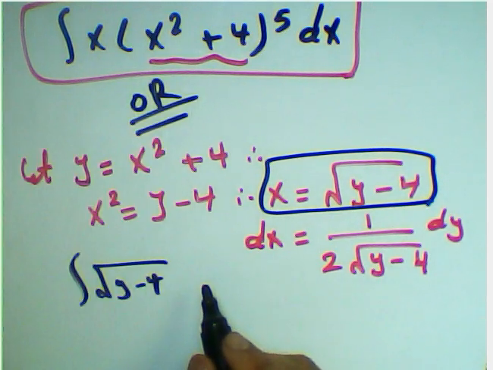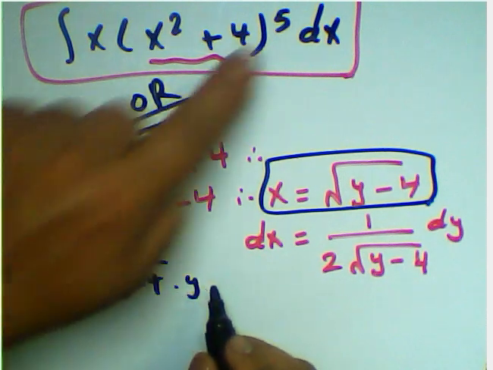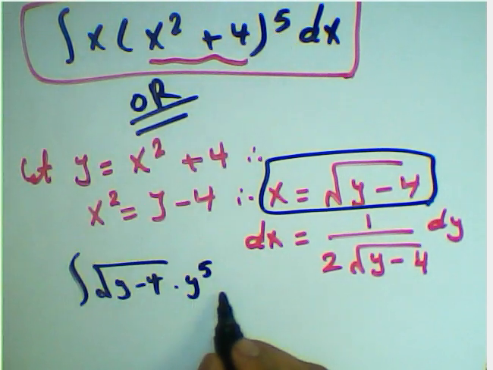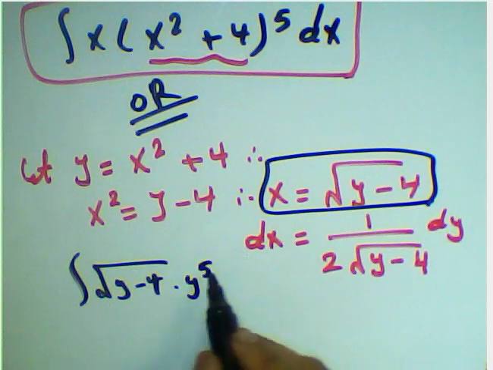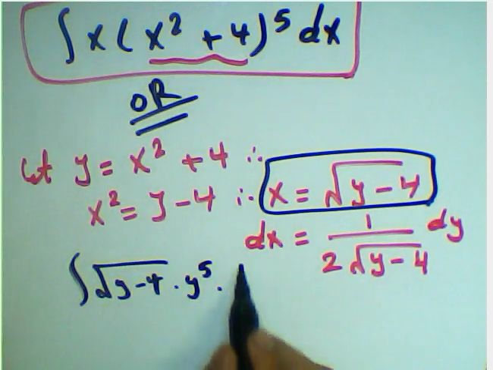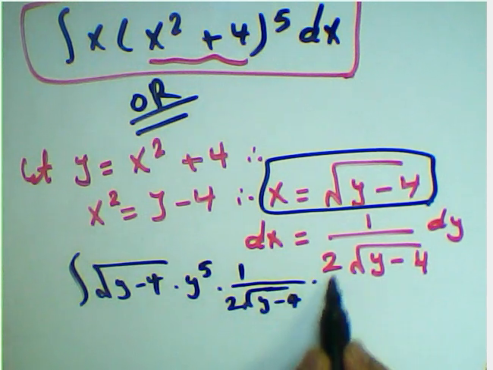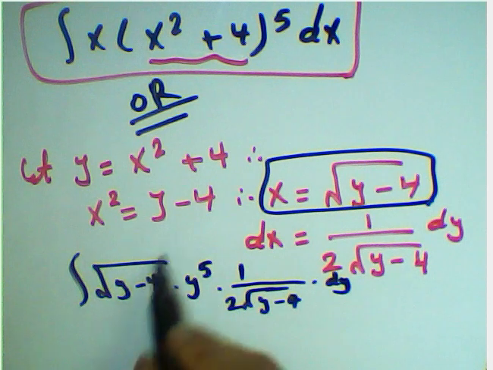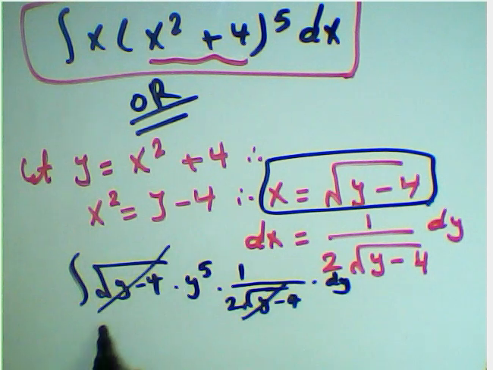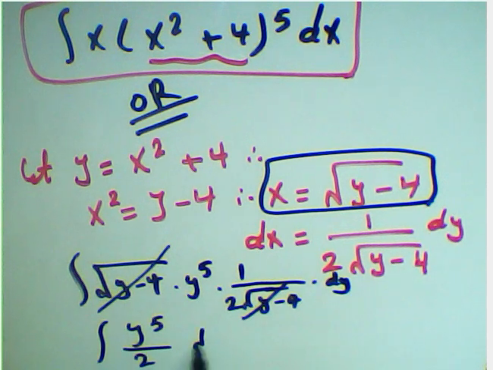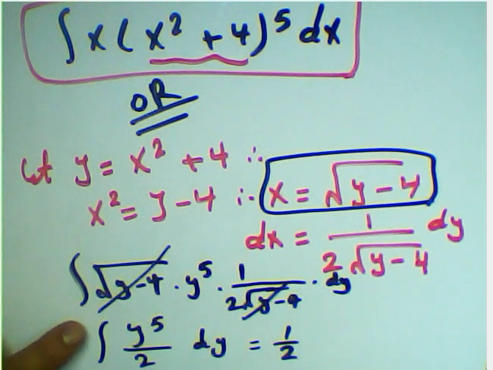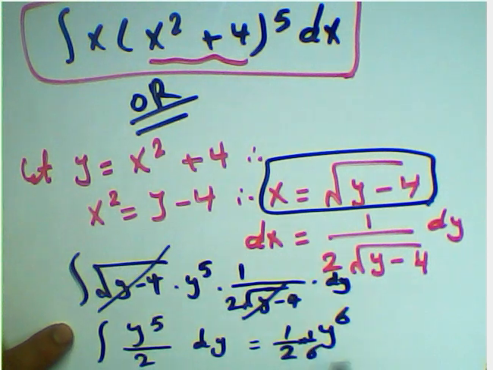This function will be what? It will be y, times y power what? Power 5. Multiplied by dx here, cancel dx and write 1 over 2 square root of y minus 4 dy. We know this root cancels with this root, and the result will be y power 5 over 2 dy. And then we can write half outside, add 1 to the power, it will be y power 6, and divided by the new power here plus constant.